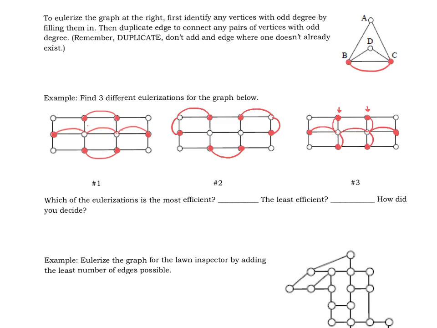Okay, so if you look at this first graph, we duplicated 1, 2, 3, 4, 5 edges. In the second one, we duplicated 1, 2, 3, 4, 5 edges. And then the last one, we duplicated 1, 2, 3, 4, 5, 6, 7 different edges. So the most efficient would be number 1 and number 2, and the least efficient would be number 3. And the decision is based on the number of edges.